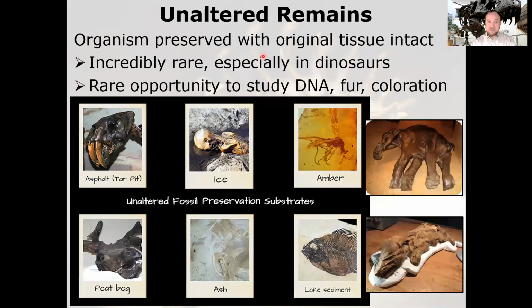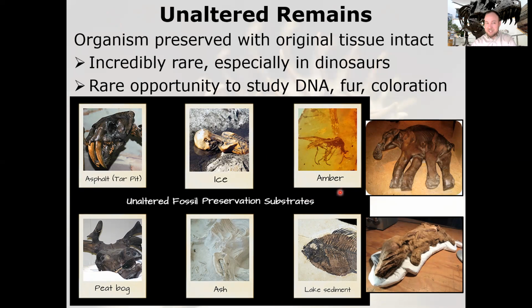So the first one's unaltered remains. Unaltered remains are organisms that have original tissue intact. So these are things that still have skin, still have hair, in some cases still have muscle, internal organs even. This is incredibly rare, and especially so in the dinosaurs. But it's pretty common in, like, quote unquote Ice Age, Pleistocene organisms, for example, the La Brea tar pits or Ötzi the Iceman.